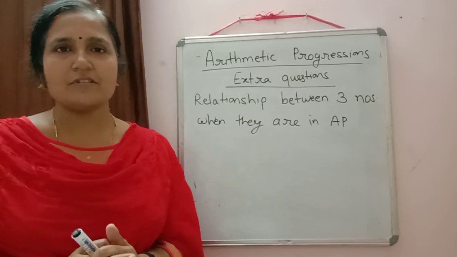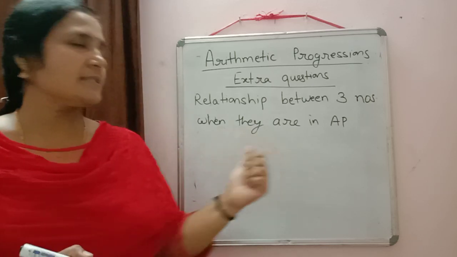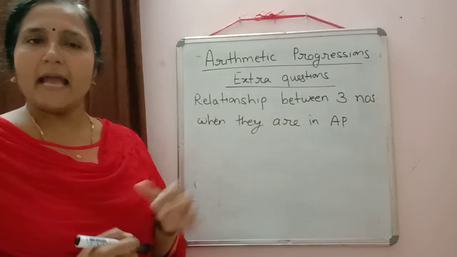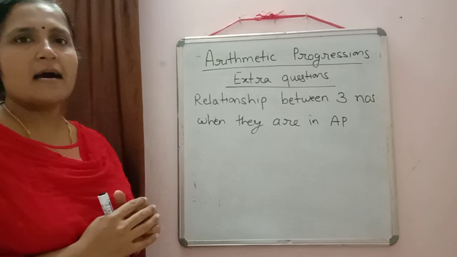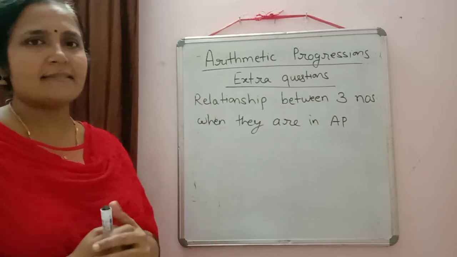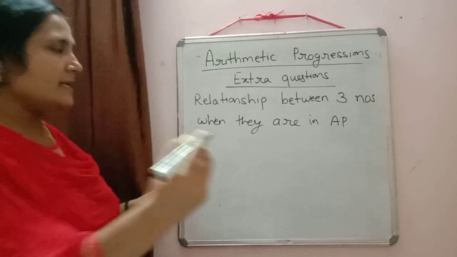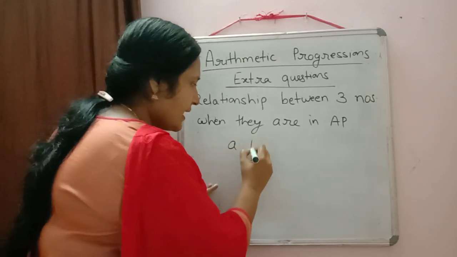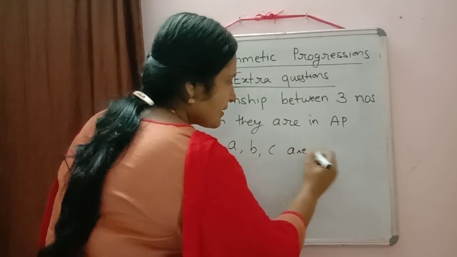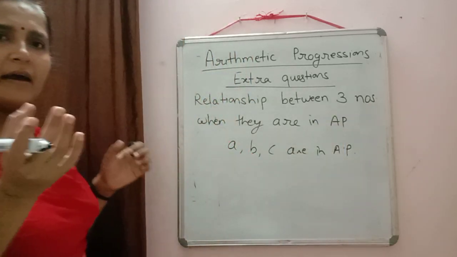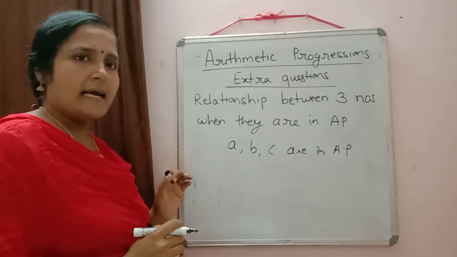Before doing the questions, first we should know the relationship between three numbers when they are in AP. Whenever three numbers are in AP, they satisfy some property. So we will check what that property is. Suppose three numbers A, B, C are in AP. We know the concept; we are just generalizing it now.